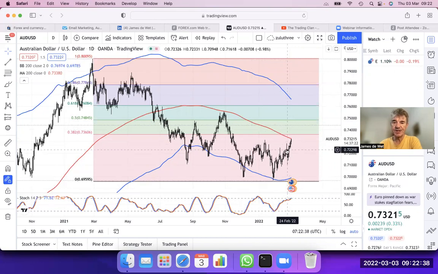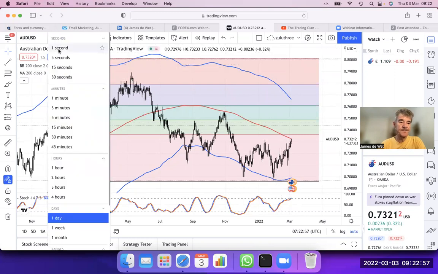So on the daily chart, in the broader picture of things, we've got a pretty good setup for thinking that the best direction to trade might actually be short. The other reason, of course, is because we've got a downtrend. We're in an overall downtrend on the Australian dollar, and we're still below the 200 period moving average. So let's go back and have a look at the hourly chart.